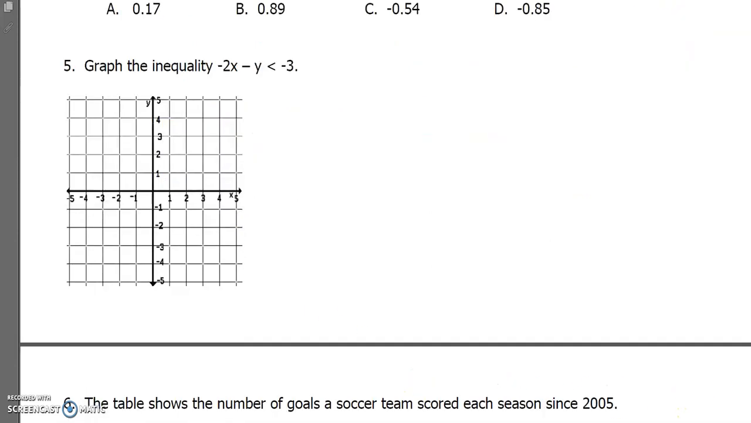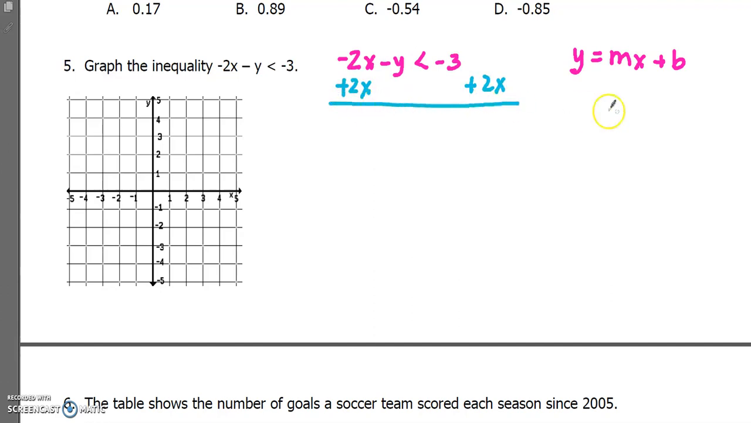Okay, number 5 says graph the inequality. That's it. Okay, so we have this -2x minus y less than -3. Before I can graph it on the coordinate grid, I need to get this into slope-intercept form. Again, that means this, where the y is by itself. So I'm going to move my x term over first. So that means I'm adding 2x to both sides of my inequality sign.